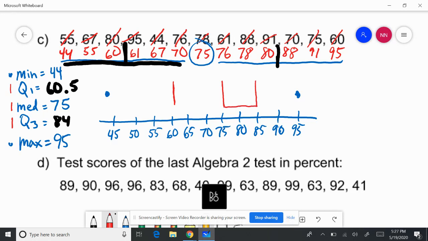I'm going to make my box, and then I'm going to make my whiskers. So that right there is my box plot. Now I'm going to describe my data. If I'm looking at the center, I see that it's more spread out on the left-hand side. So my shape is going to be skewed left.